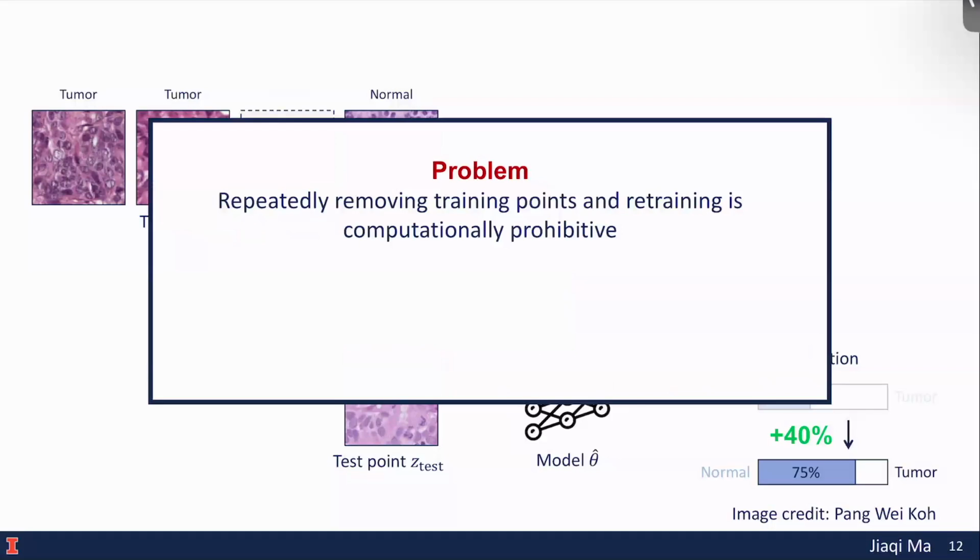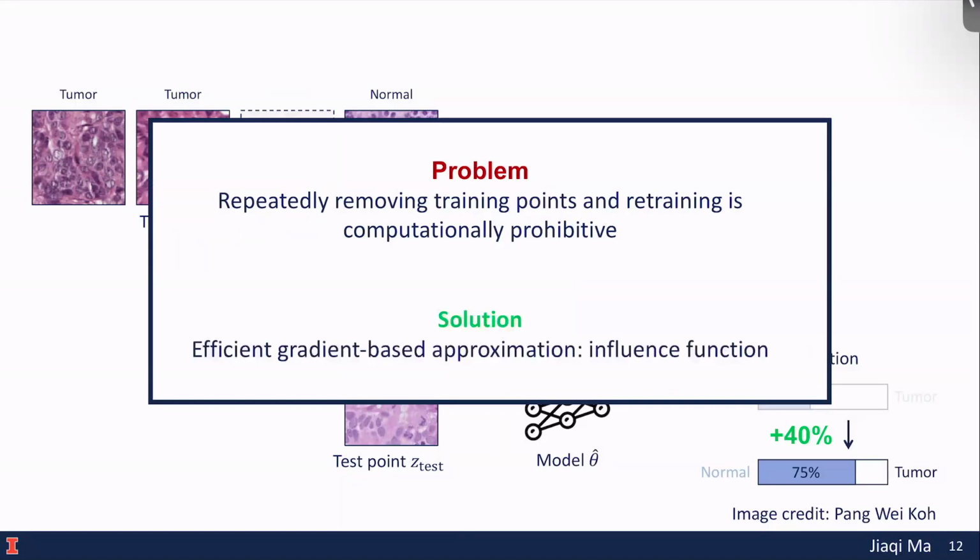However, you can imagine the problem with implementing this naively: it requires repeatedly removing training data points and retraining the model, which is computationally expensive. The solution to this problem is to have an efficient gradient-based approximation, which is exactly the influence function.